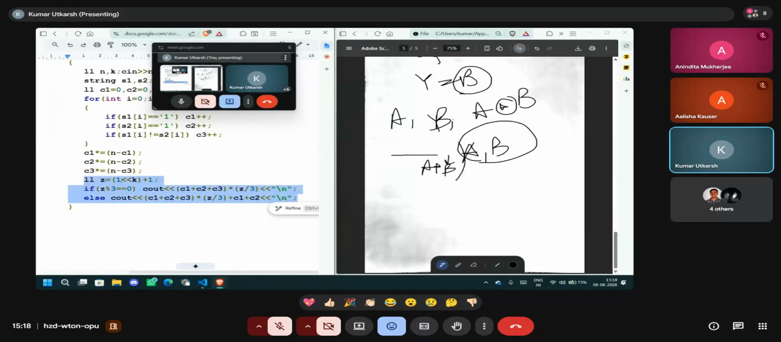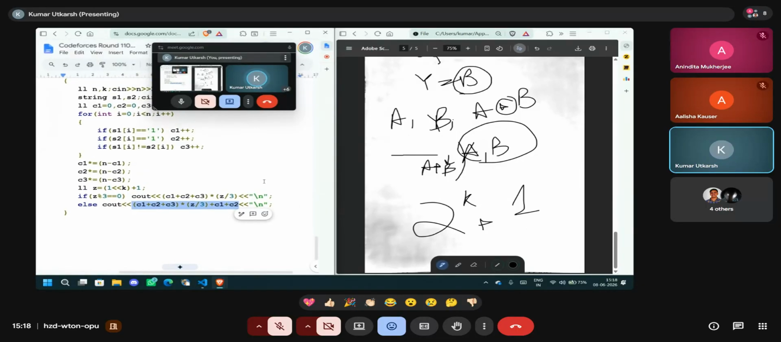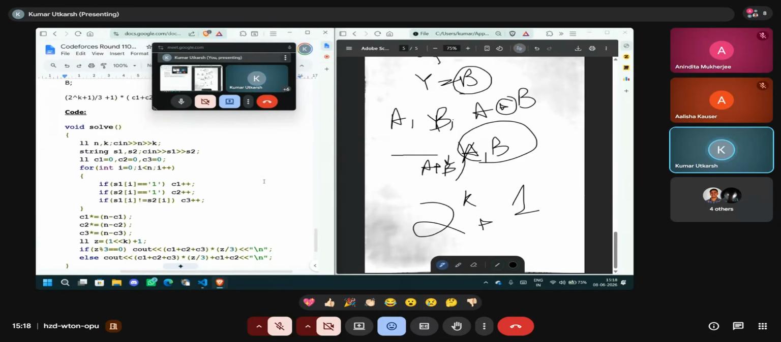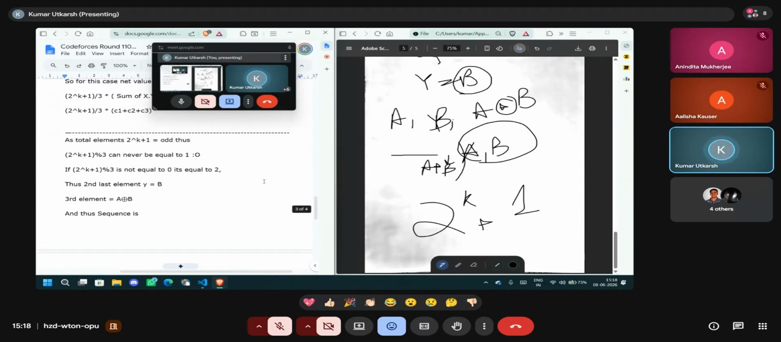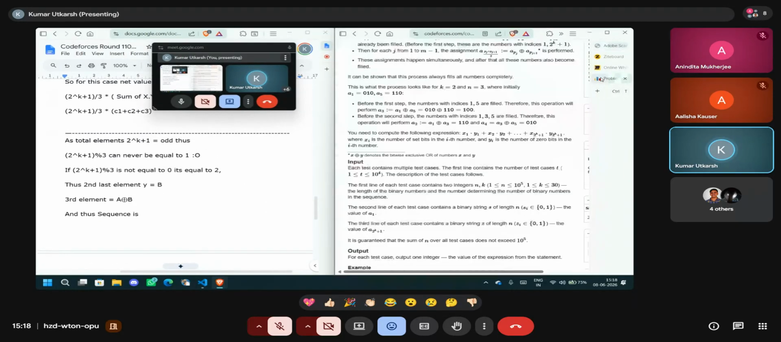If 1 right shift k, that is 2 to the power k plus 1, is a multiple of 3, we print out this sum, right? And if it's not a multiple of 3, that is, it's a multiple of 2 simply, then we print out this sum, right? So the solution ends here, and this is only what was left for the question.